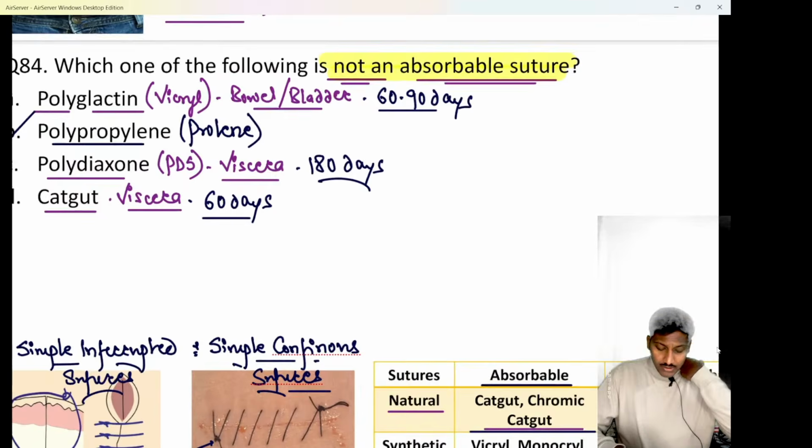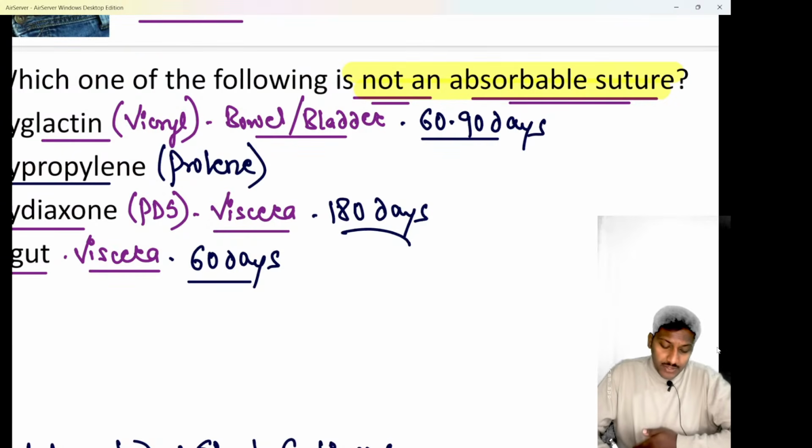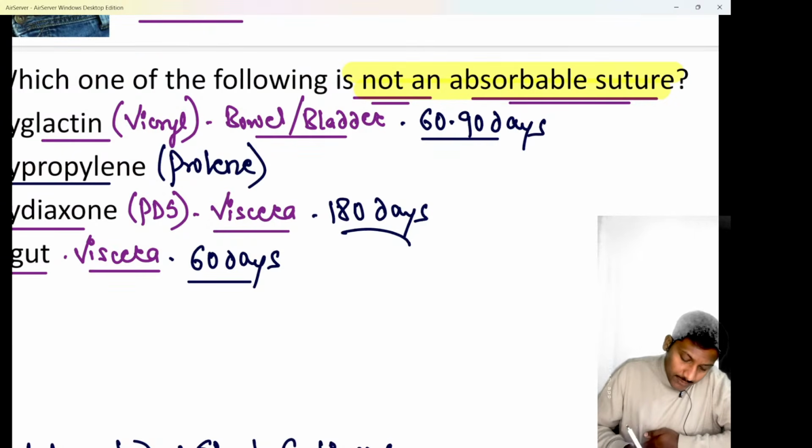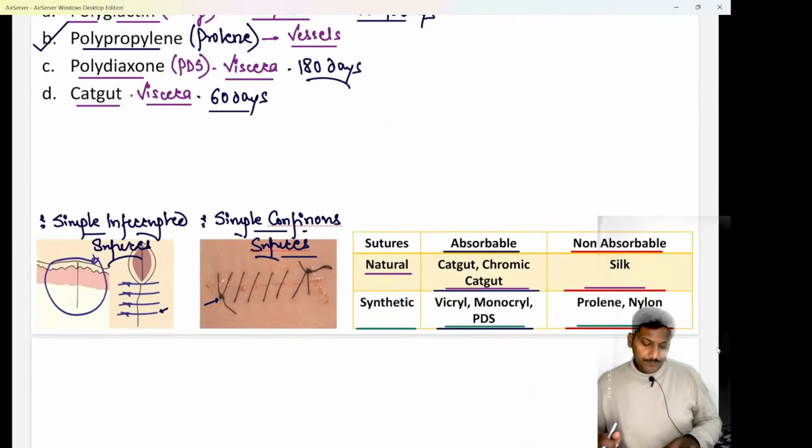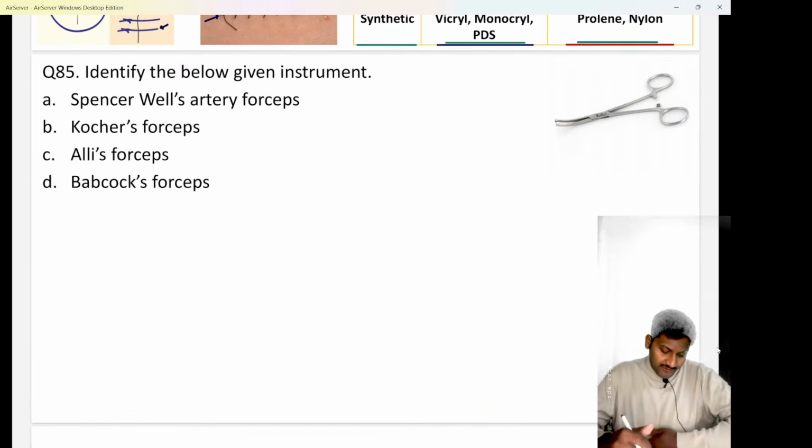Do remember, this proline or polypropylene suture is generally used for nothing else but your vessels. So for vascular surgery or for vessels, definitely we tend to use the proline or the polypropylene suture. Do remember that point. Next is question number 85 about the instruments.